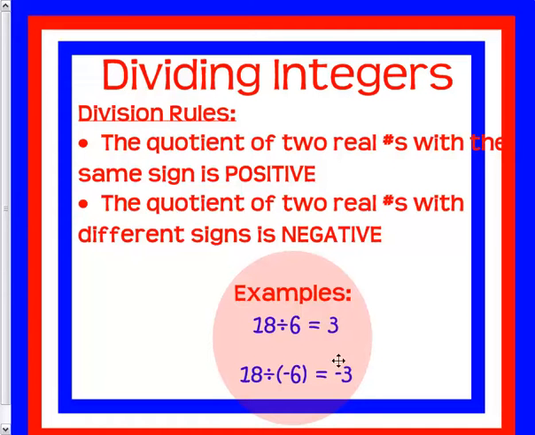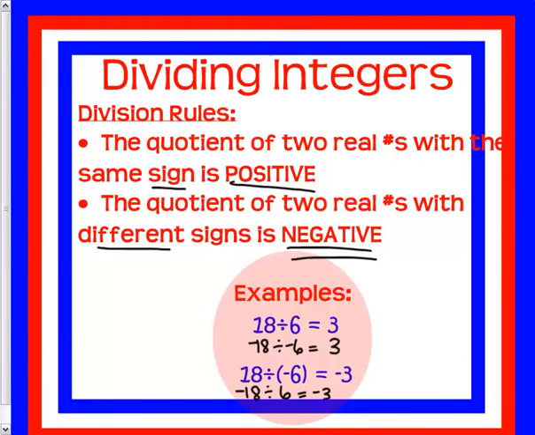Dividing integers have the exact same rules, okay? If you divide with the same sign, it's positive. If you divide with different signs, it's negative. So same sign, positive, different signs, negative. For example, same sign, positive. If we did negative 18 divided by negative 6, it would still be 3. 18 divided by negative 6 is negative 3. If we did this, it would be negative 18 divided by positive 6 would be negative 3.